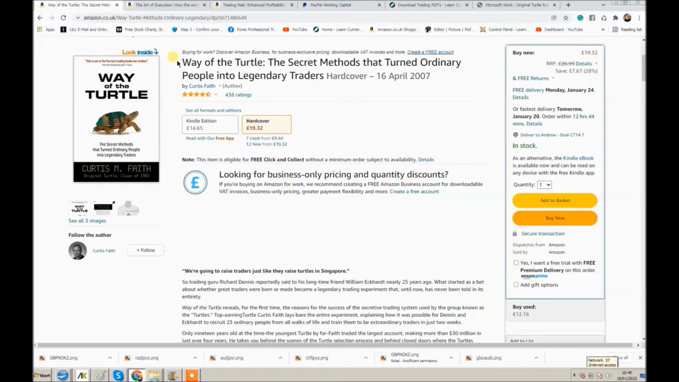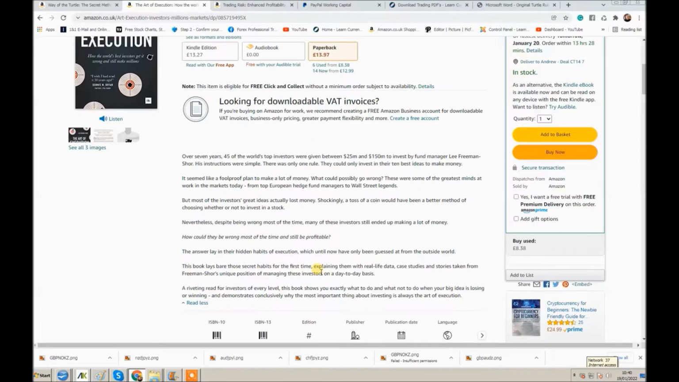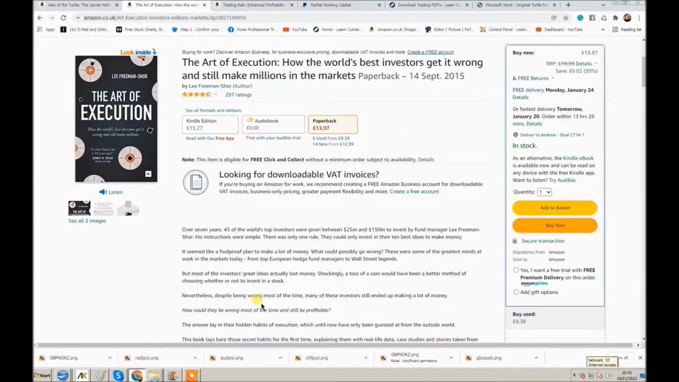Now, in terms of the next book, this book is absolutely fantastic in my view. It's another experiment, actually. It's by Leo Freeman Shaw, and what he did was he got 45 fund managers and he gave them 25 million to 150 million each. Then he said they could only invest in their 10 best ideas to make money. The results were that the majority of the trades were lost. The traders who did really, really well in the group were the ones who really leveraged that 90-10 rule. Really great info on how to execute the trades better. It's an easy read as well. It says down the bottom, a riveting read for investors of every level. It is. Any trader should go and read this book.